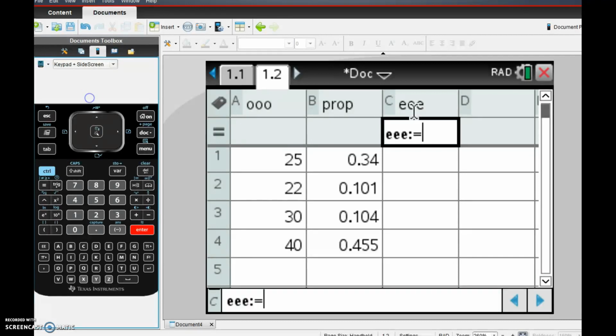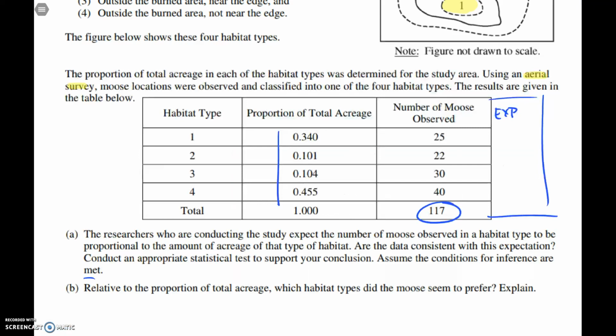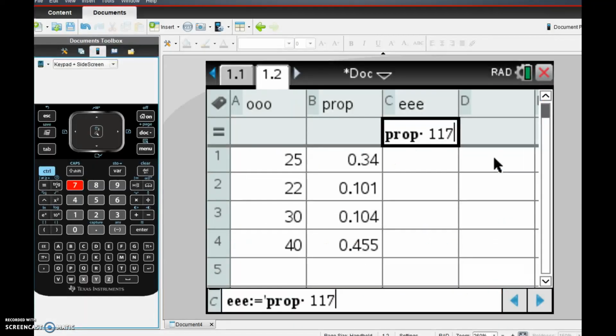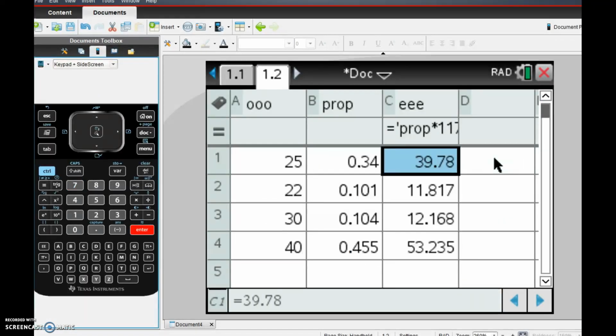So there were 117 moose, so I could simply take my proportions, take your proportions times the 117 moose. That was a total, right? 117 total. There we go. So these are expected counts. Now we can kind of evaluate this.